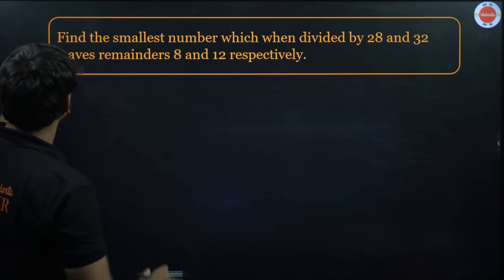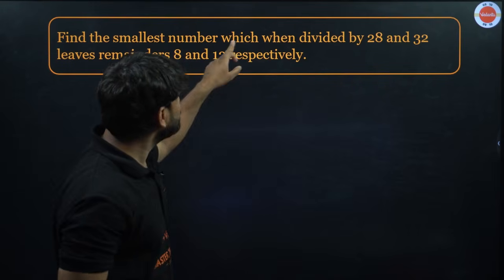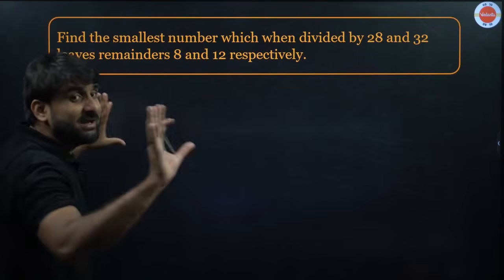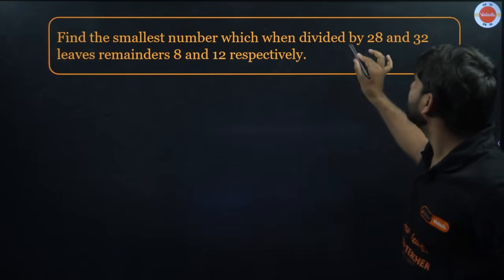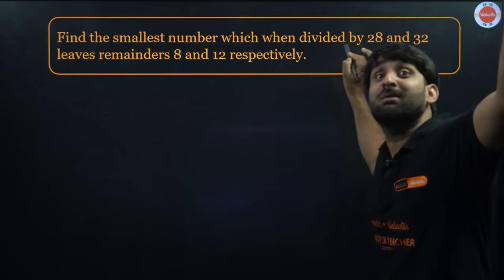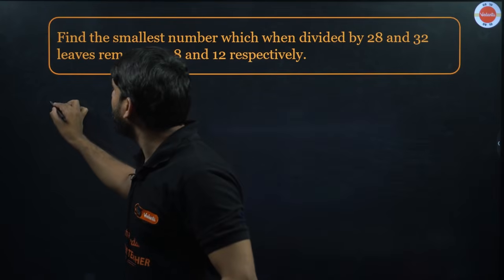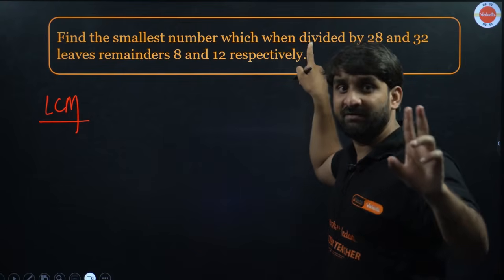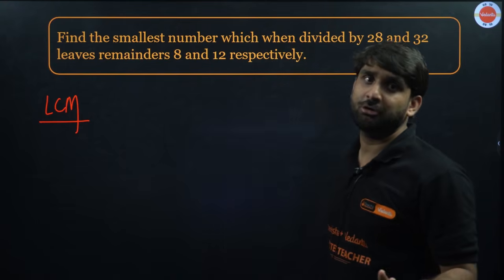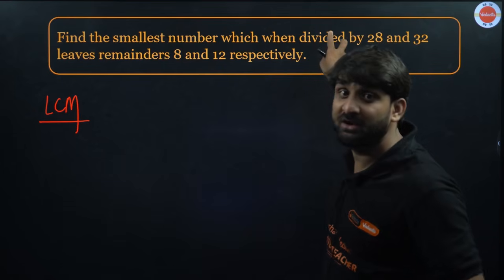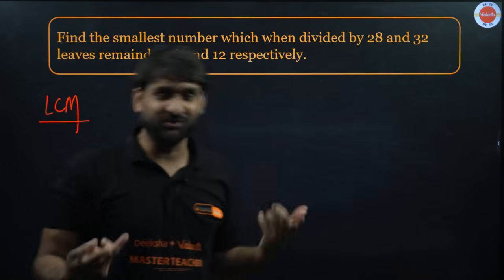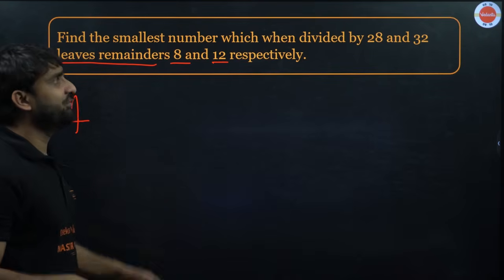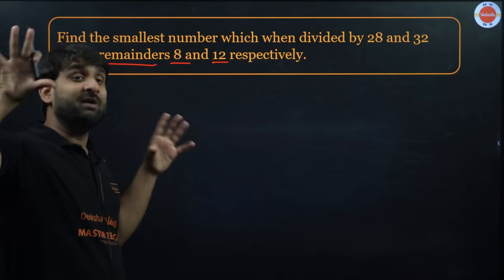Okay, so the next question, find the smallest number which when divided by this. Okay. So my dear champion, can you see here? These two numbers are dividing some other number. It means that we are talking about LCM. If these two numbers are divided by any number, it means we are talking about HCF. But if these numbers are dividing some other number, so we are talking about LCM, and leaves remainder 8 and 12 respectively. So we have to find out that number which when divided by these two.